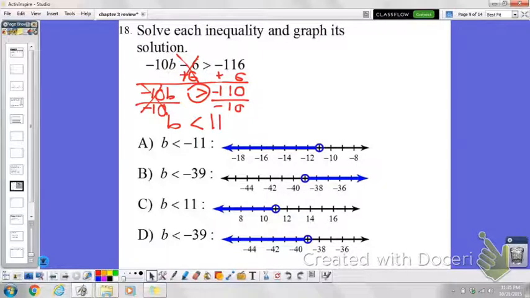Well, I know I will need an open circle because I have a less than. Looking at my graphs, we know that all the graphs will work, but only one inequality has b is less than 11. And notice that the shading is to the left, so we are good.